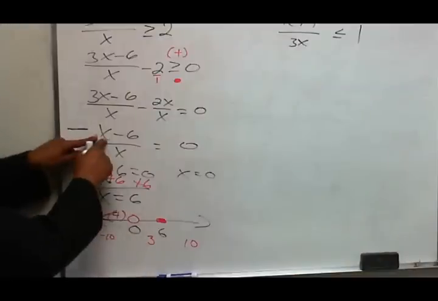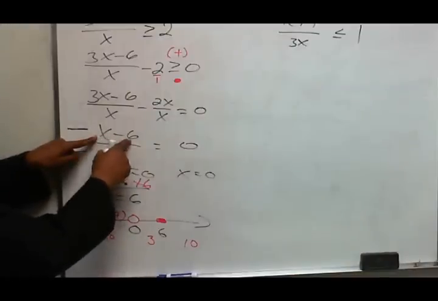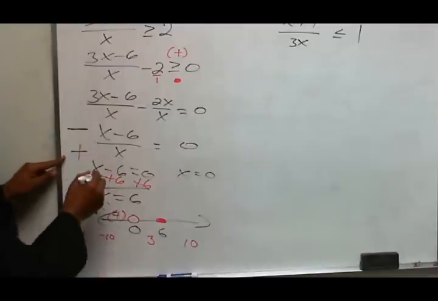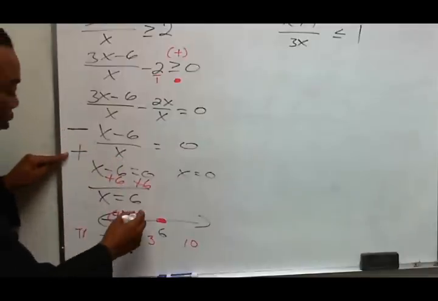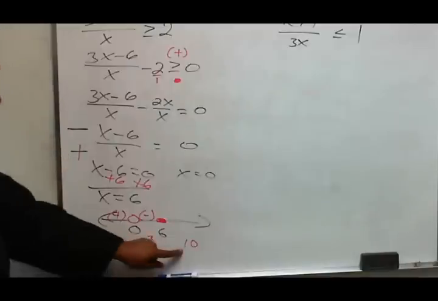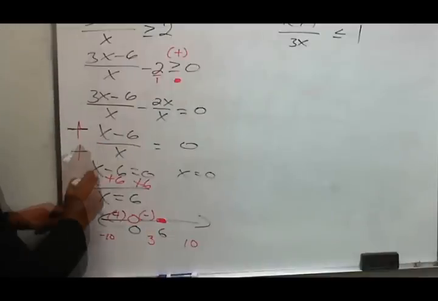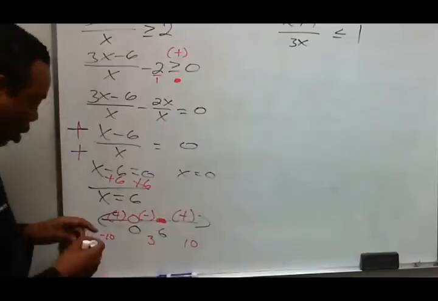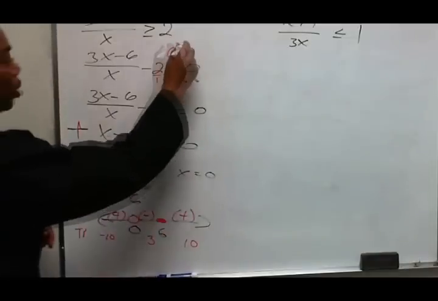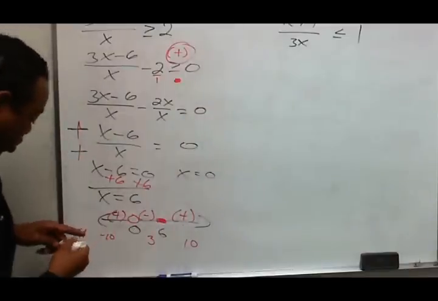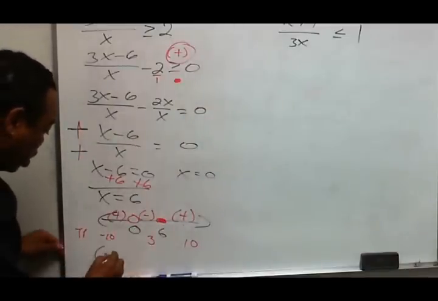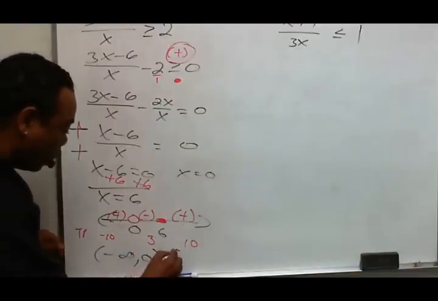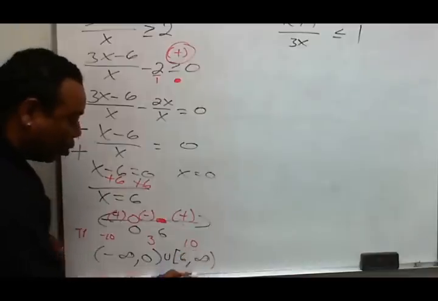Now 3. 3 take away 6, a positive 3 and a negative 6, that's negative. A positive 3 by itself is still positive. So a negative divided by positive means this portion is negative. And 10 take away 6, that's positive. 10 by itself is positive, so positive divided by positive is positive. So our solutions will be where the positive parts are, which are here and here. So we would say that is negative infinity to 0, open parenthesis, union, closed 6 to positive infinity.